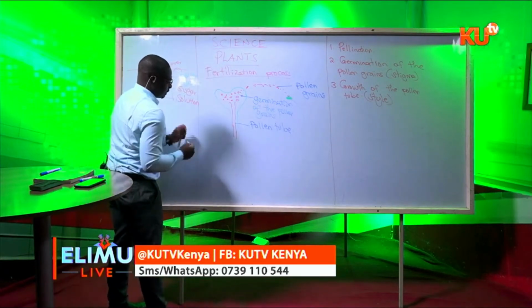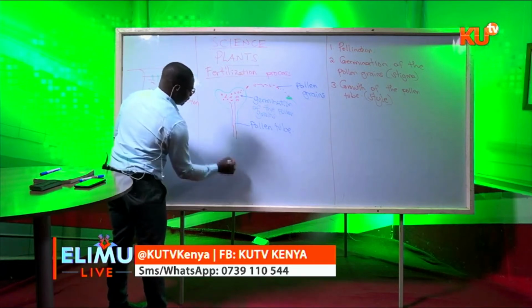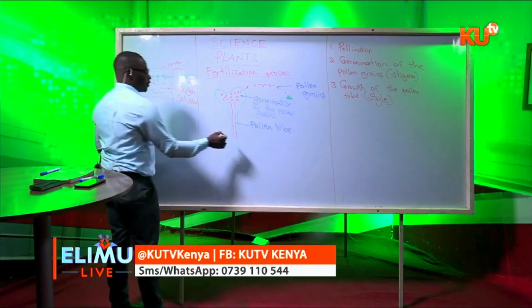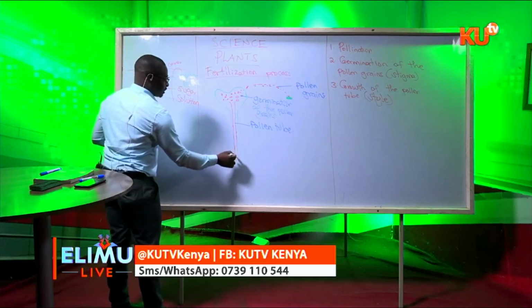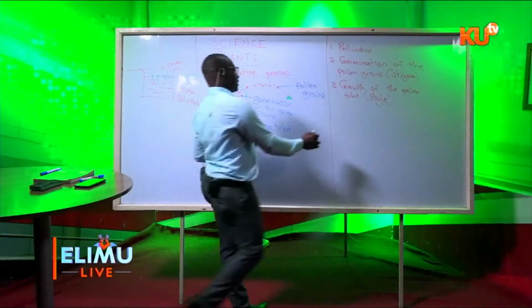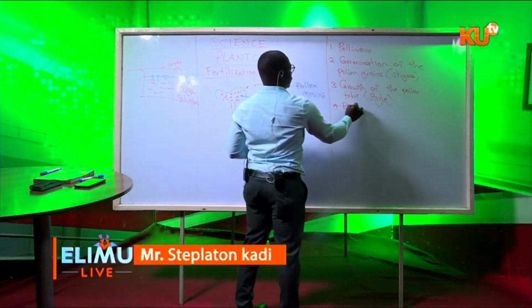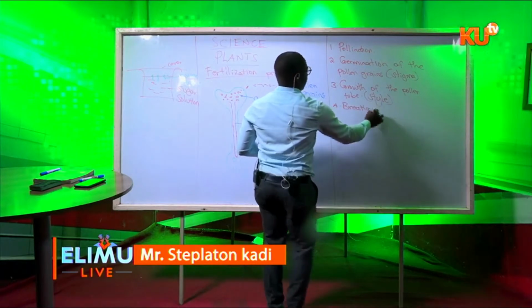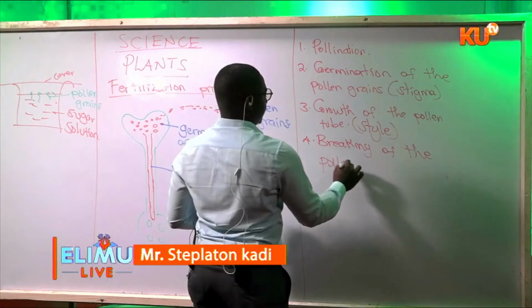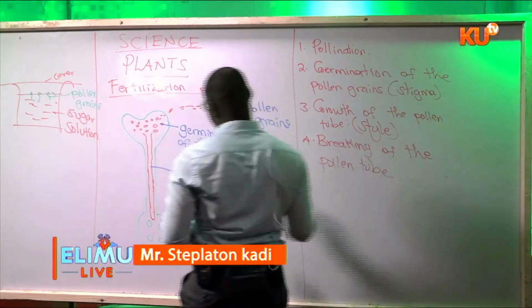It will grow downwards. So now here, we have the ovary and the ovules. So the pollen tube will grow and grow and grow. So once it reaches here, it gives us the fourth process, which is breaking of the pollen tube. So the pollen tube breaks.